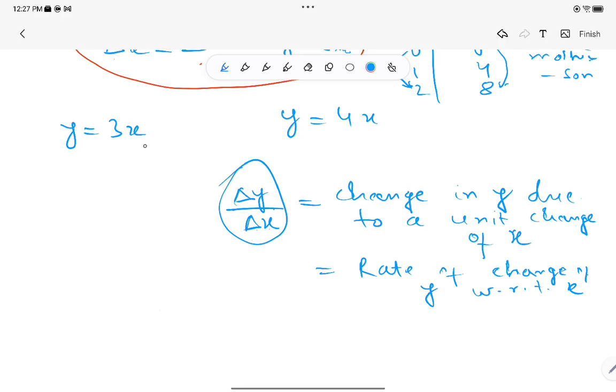Now if you have a relation of this type, and you want to calculate the rate of change of this or this, for calculating rate of change, what do you need? You need two changes, a change in y and a change in x. And then how do you calculate rate of change? By dividing change in y by change in x.